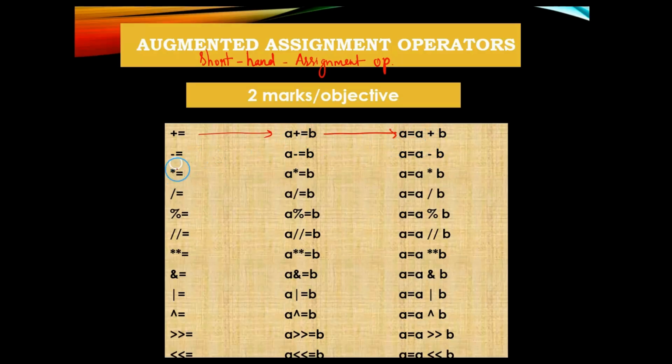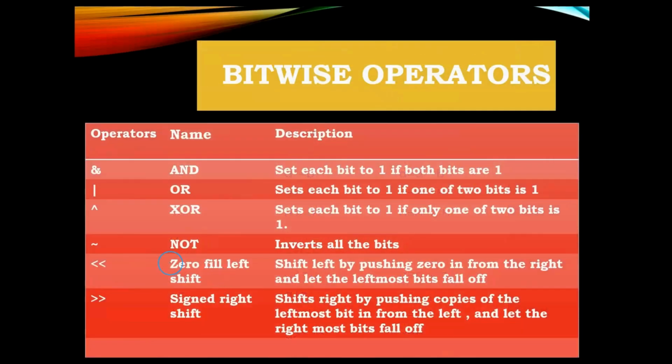Likewise for plus equal to, minus equal to, star equal to, division, floor division, modular division, exponentiation, and equal to, or not, greater than or equal. So we can have all those operators by using these shorthand assignment operators. We have used left shift and right shift operators also. So let us study the next topic under this: bitwise operators.